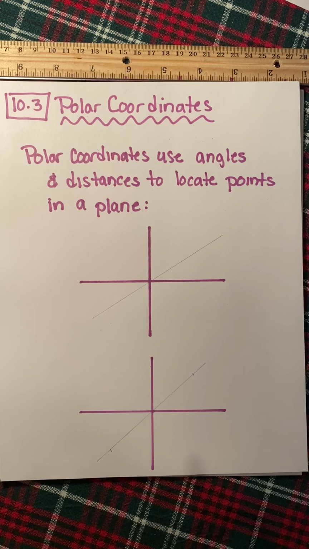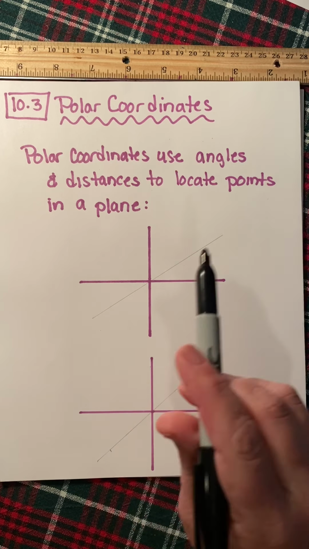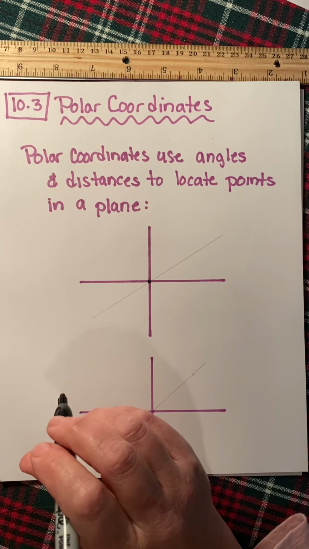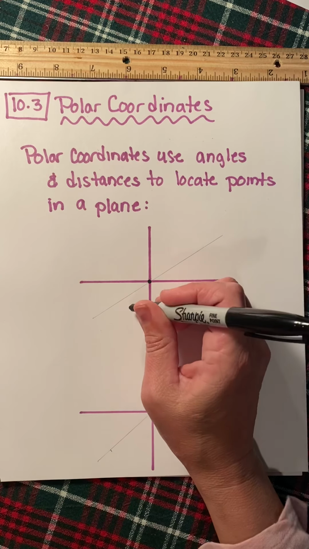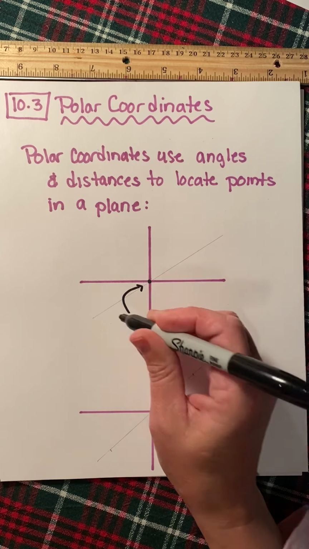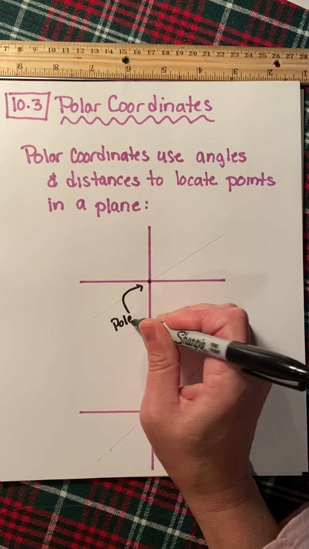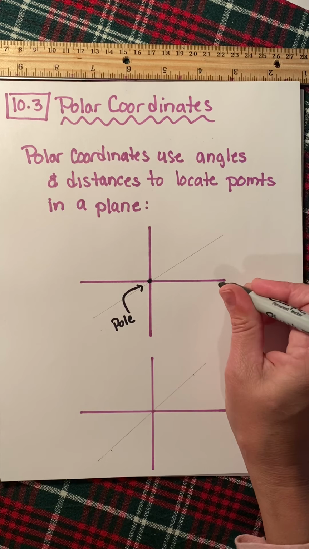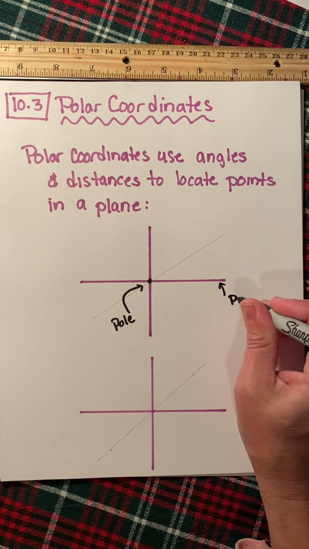Polar coordinates uses angles and distances to look at points in a plane. So let's take a look. What we start with is we have our XY axis, and we call the origin the pole. When we're looking at polar coordinates, they tend to call the origin the pole. That's just where the X and the Y axis meet. We call the positive X axis the polar axis.